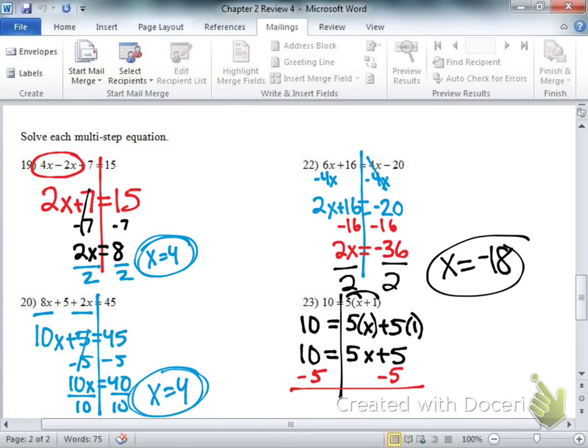10 minus 5 is 5, and that equals 5x. When you divide both sides by 5, you get that 1 equals x. That would not be an option on the final, but x equals 1 would be.